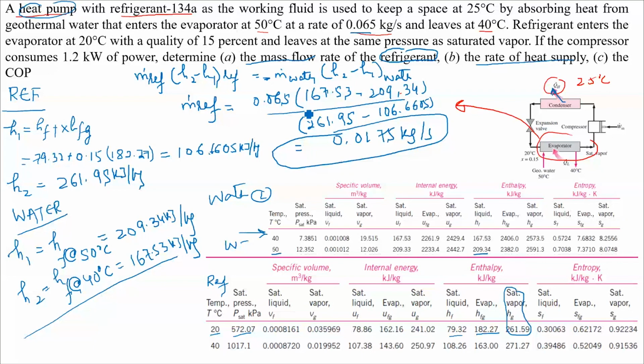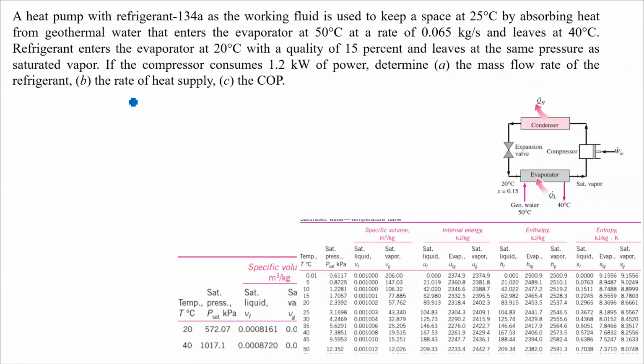All right. So for the rate of heat supply, in order to find that out, you need to find Q dot L. Q dot L is basically the mass flow of the refrigerant, 0.0175, multiplied by its change in enthalpy, which is 261.95 minus 106.6605. What does this value come out to be? 2.717 kilojoules per second, or kilowatts. Now this is known to you. So Q dot L is 2.71 kilowatts.